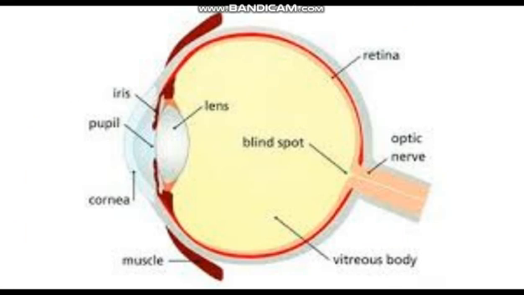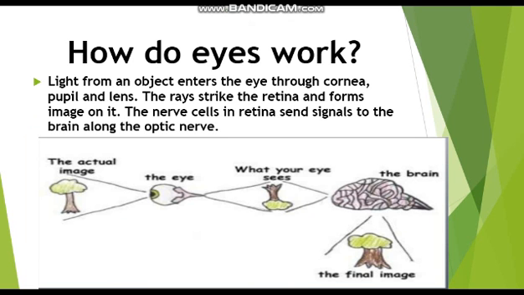This diagram shows the structure of the eye and all its parts. You can clearly see the cornea is in the front, behind the cornea is the pupil, and behind the pupil is the lens. You can see the retina at the back of the eye, and the optic nerve is also visible in the picture.